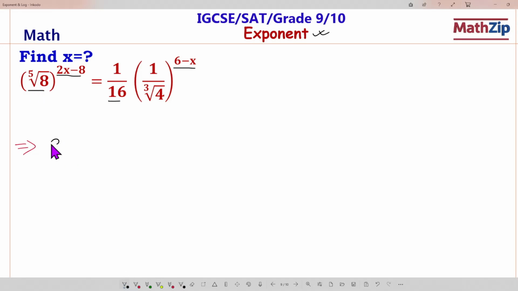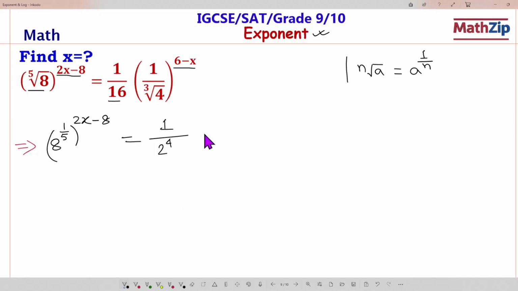We can write 8 to the power 1 by 5, and then to the power 2x minus 8, because we know the nth root of a equals a to the power 1 by n, equals this one, 1 by 16. We can write 16 as 2 to the power 4, and then here is 1 divided by the cubic root of 4.